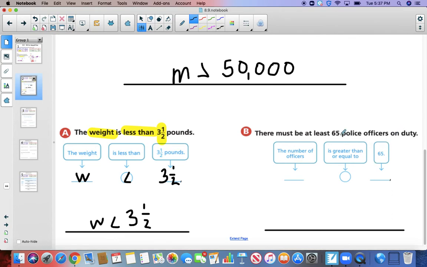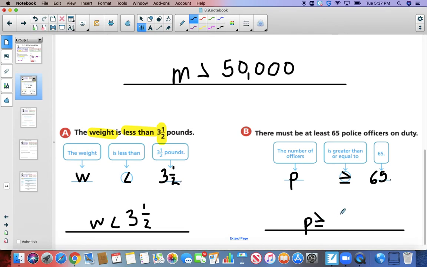Okay, so here's how we're going to pull this apart. The number of officers, we're going to go ahead and just represent that using the letter P for police. So the number of police has to be greater than or equal to. So we're using the greater than or equal to the number 65. Okay, so then we come down here and police greater than or equal to.